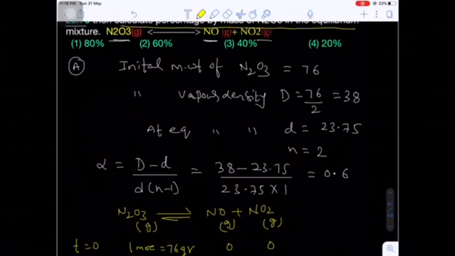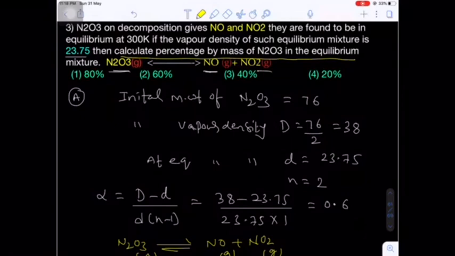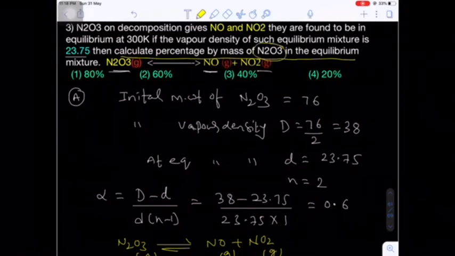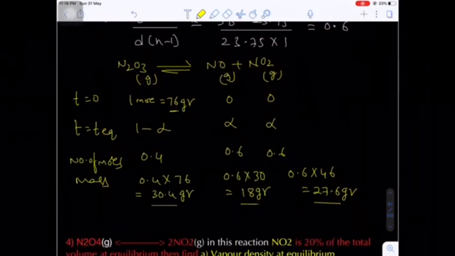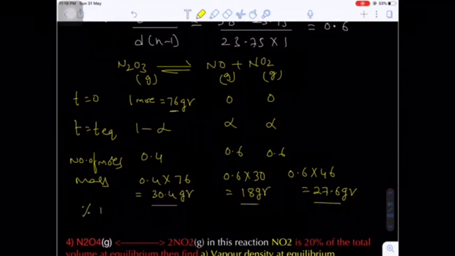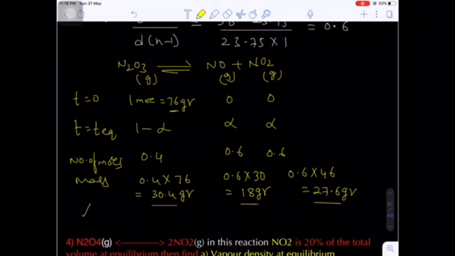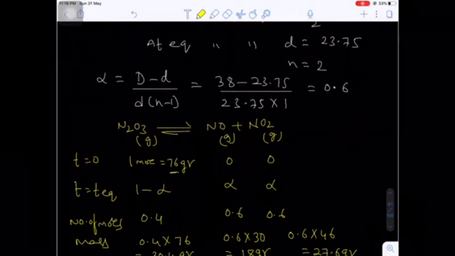Okay. Now the question: which mass percentage is the question asking? Mass percentage of what? N2O3. That means mass percentage of N2O3. I am writing here.